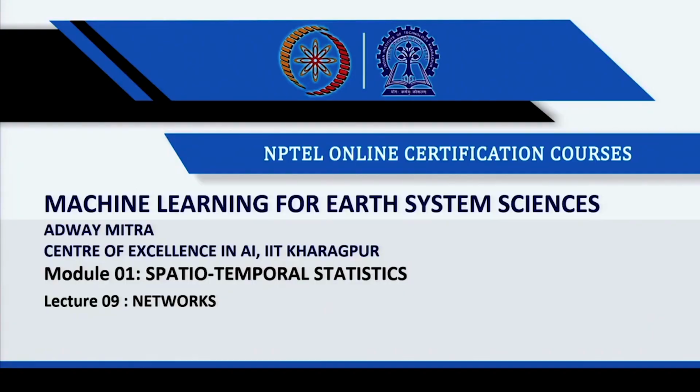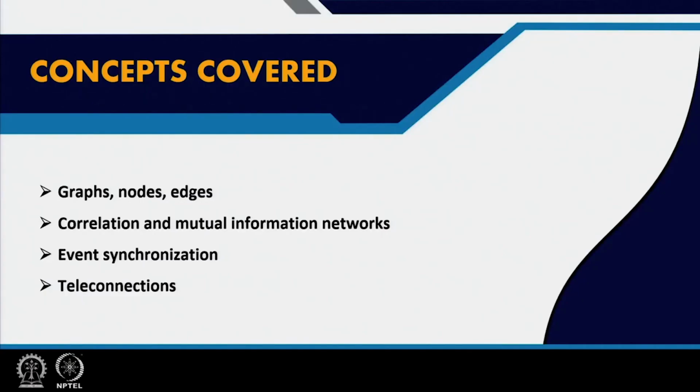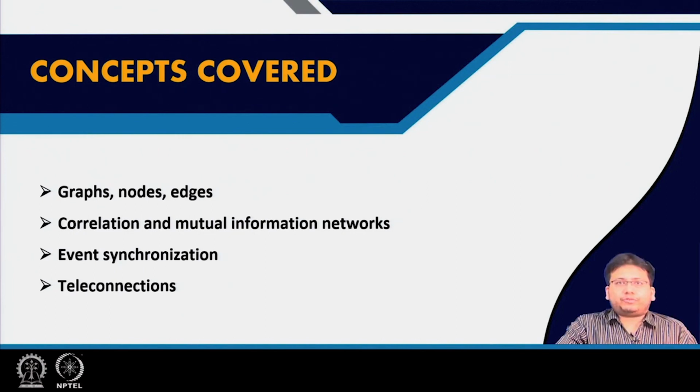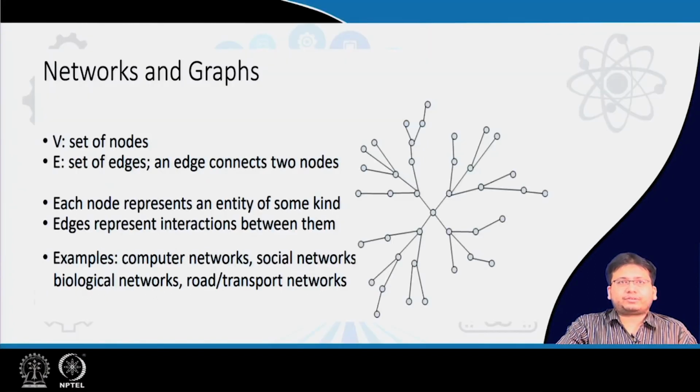Hello everyone, welcome to lecture 9 of this course on machine learning for earth system science. We are still in module 1 about spatiotemporal statistics, and in today's lecture we are going to focus on the topic of networks. The concepts we will cover today are graphs, nodes and edges, correlation and mutual information networks, event synchronization and teleconnections. We will also see various small applications of these concepts in the domain of earth system science, especially in the domain of climate.